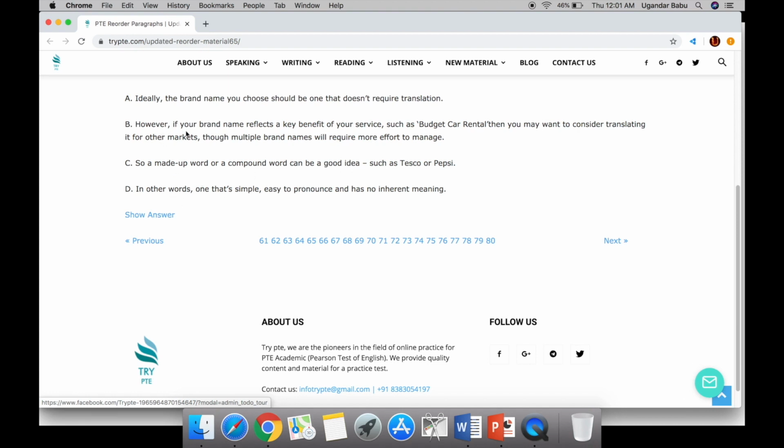Finally, however, if your brand name reflects a key benefit of your service. So here the simple idea will do, but if your brand name reflects a key benefit such as budget rental car, then you may want to consider translating. So simple idea will do, but if it has some benefits, then it will be good to consider translating. So this is the last sentence. Using however, they are concluding the paragraph. This is how you have to arrange the paragraphs.